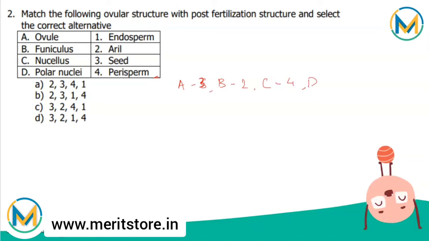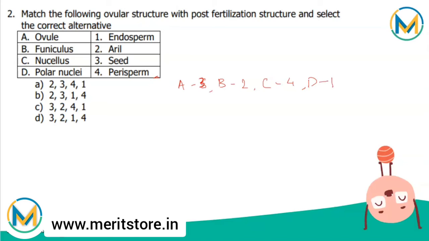And the D, that is polar nuclei. During the triple fusion in double fertilization, the other male gamete moves towards the 2 polar nuclei in the central cell and fuses with them to produce a triploid primary endosperm nucleus, which generally develops into endosperm. So that is D, polar nuclei, with 1, endosperm.